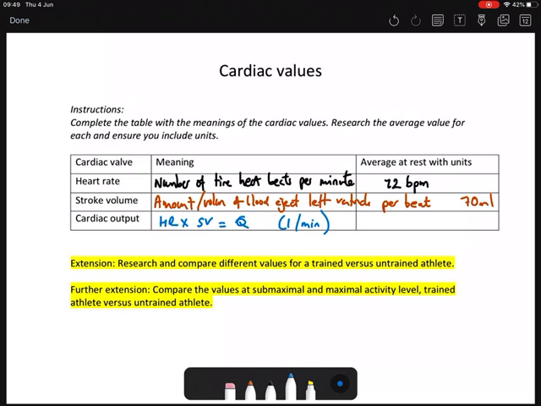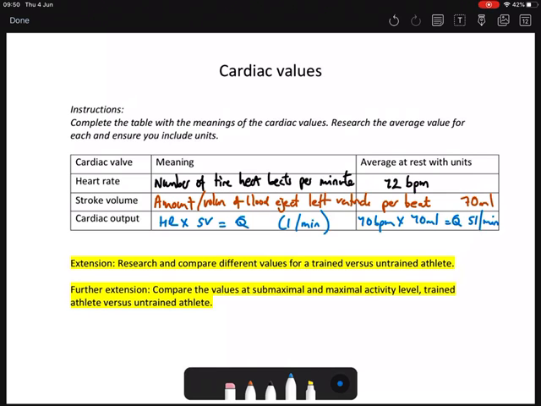So if we take an example and say that the heart rate is 70 beats per minute, times it by a stroke volume of 70 milliliters, that would equal Q, which will be around about 5 litres per minute. You can also say 5,000 milliliters if you wanted to. And it's interesting for you to find out the differences between all of those.